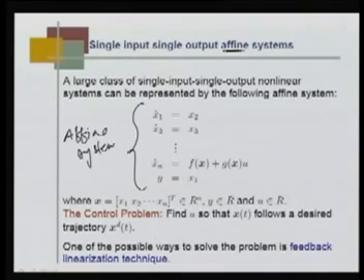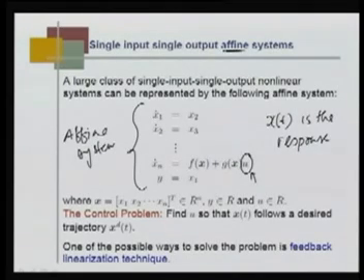The control problem is to find u such that x(t) follows a desired trajectory x d(t). Of course, this is an n dimensional system. So, given the system, find the control law u such that x(t) follows the desired trajectory. One of the possible ways to solve this problem is the feedback linearization technique.